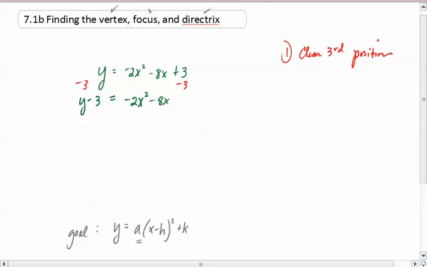All right, so now what's the second step we're going to do? The second step is we're going to factor off the leading coefficient, if there is one different than one. Once we clear the third position, we'll factor off the leading coefficient. So here's what this will look like. We factor it off. I want that x squared to be clean. So that actually changes this to 4x, right?